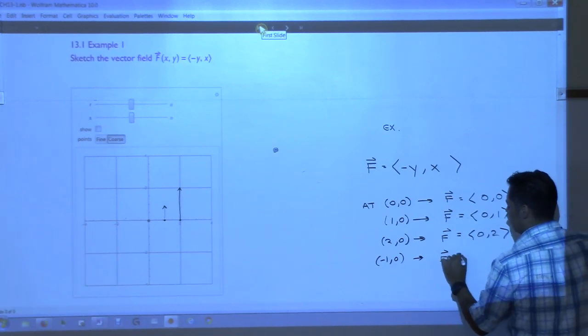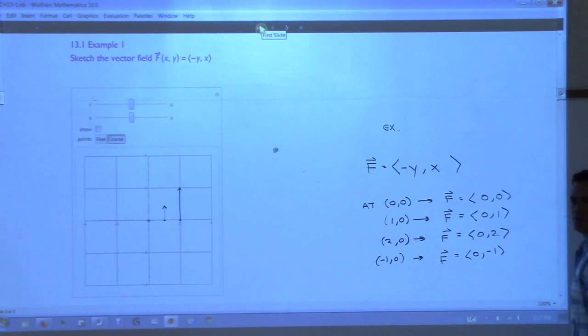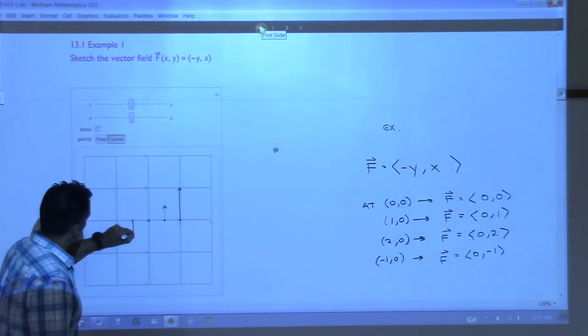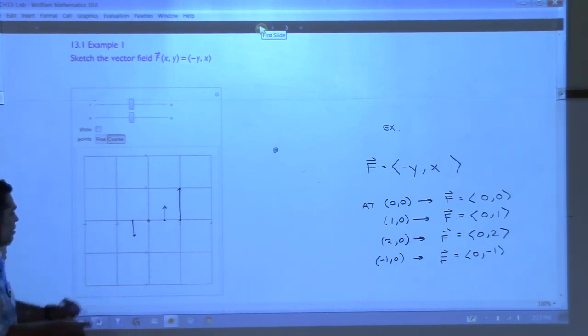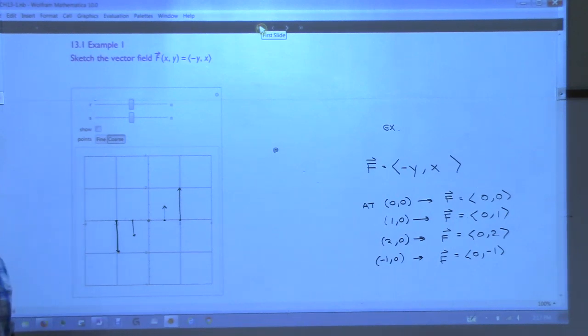Our vector field would be 0, negative 1, right? So now it's going to look like this, right? And if we go to negative 2, 0, it'll go like that. Y'all agree? Yeah. And we could keep doing this, right?